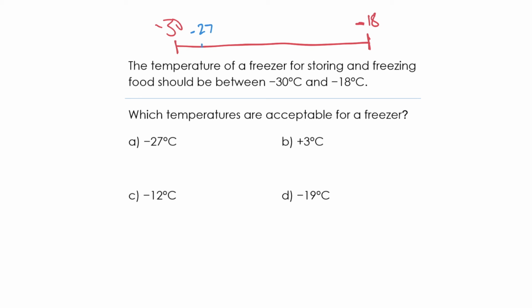Negative 27 would be right here. So that's good. Positive 3 would be all the way somewhere out here, even further. This is not good for a freezer. Do not put your ice cream in a positive 3 freezer. It'll melt. This next one is negative 12. Well, negative 12 is out here. Negative 12 is not acceptable for a freezer. It'll still be okay, but it's just not acceptable. Negative 19 is right there. Negative 19 is good.